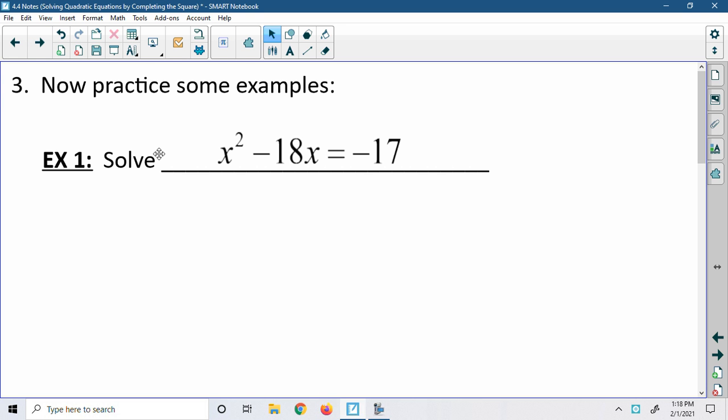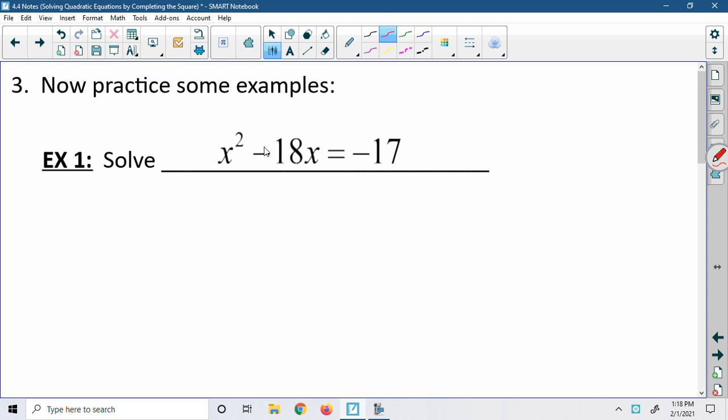Okay, now that you've got those steps down on your paper, let's just practice some examples. So example 1, we've got x squared minus 18x equals negative 17, and we want to solve that thing. First step, I believe we're already in the right form. It's already in the form x squared minus or plus bx equals the c number. So step 1 has already been taken care of for us here.